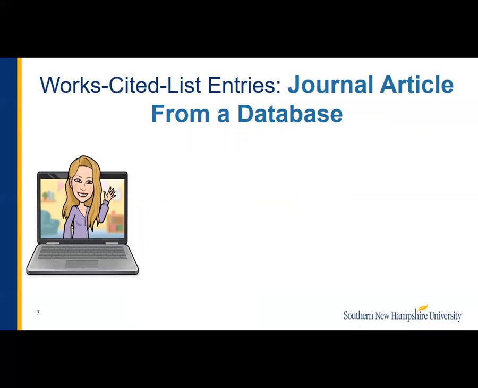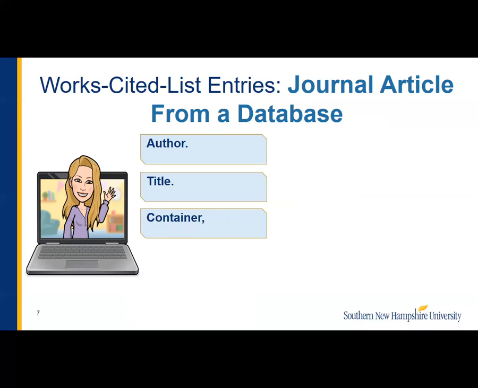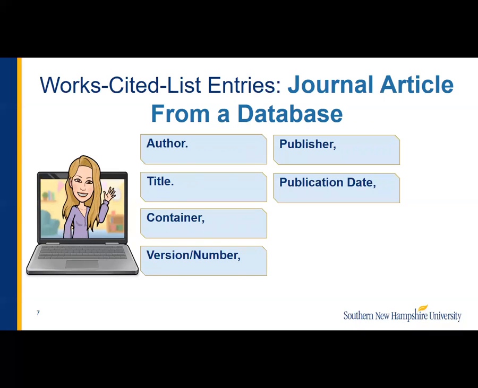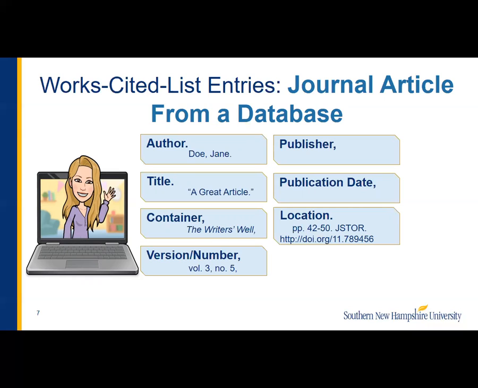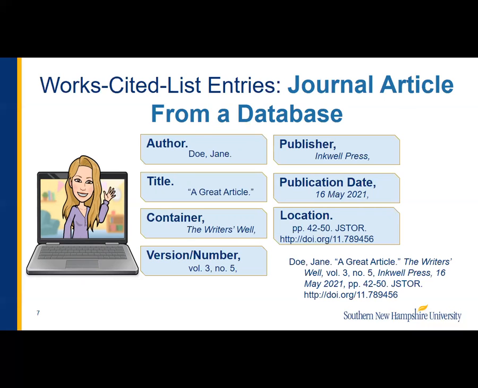When citing a journal article from a database, we begin with the author and the title, followed by the container. The container in this case is the journal, the name of the journal. Include the version and number, the publisher and publication date, and the location would be the DOI. When we fill in the template of information available, we are left with a works cited entry that will look very similar to this example.